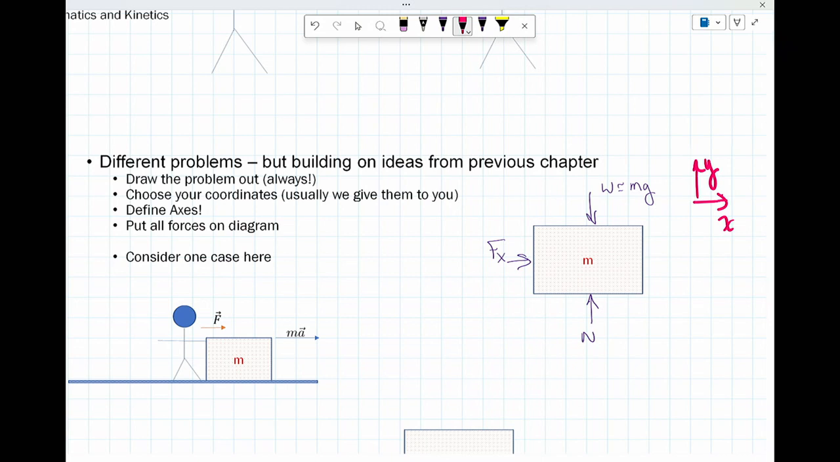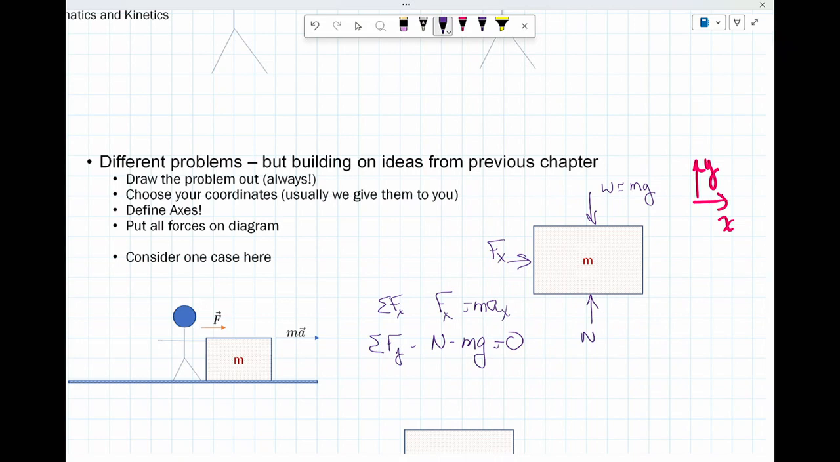So the form of the equations that I'll get is sum of forces x is equal to mass times acceleration x. Sum of forces y are equal to, well, maybe I should do this a little different. Force x equals mass times acceleration x, and n minus mg is equal to 0. So this is really the simplest case.